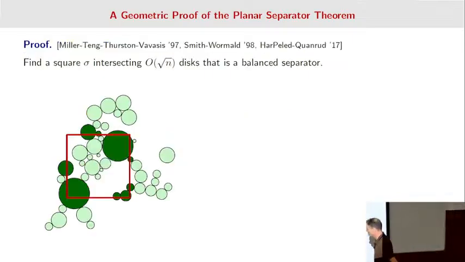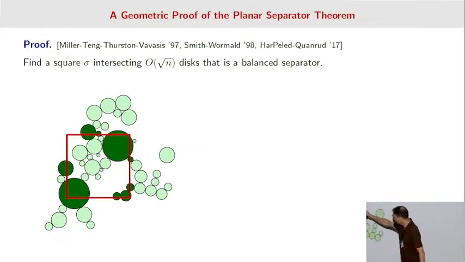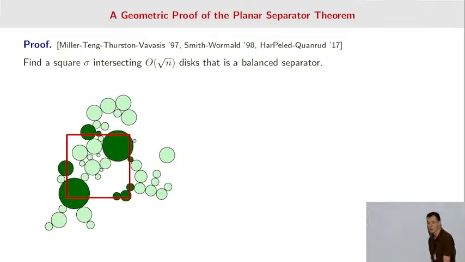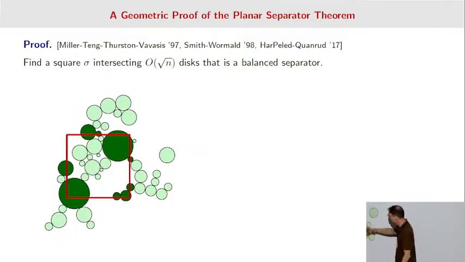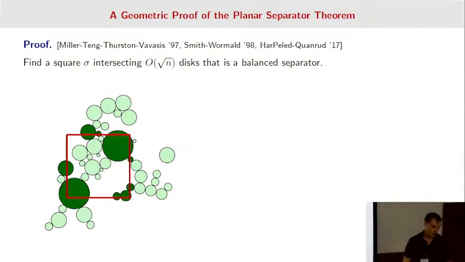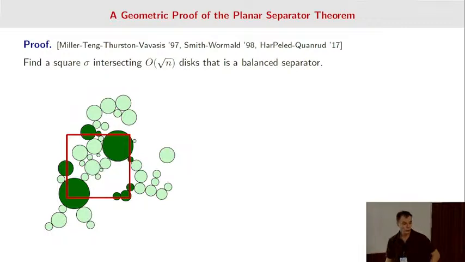And the idea is very simple. So here I have a contact graph, or a representation of my planar graph as a contact graph, and I'm simply going to find a square, and then that square is going to partition my disks into disks inside and outside, and disks intersecting the boundary, and the boundary disks will be the separator. Okay, so the question is, does a suitable square exist that partitions it in a balanced way and doesn't intersect too many of your disks?